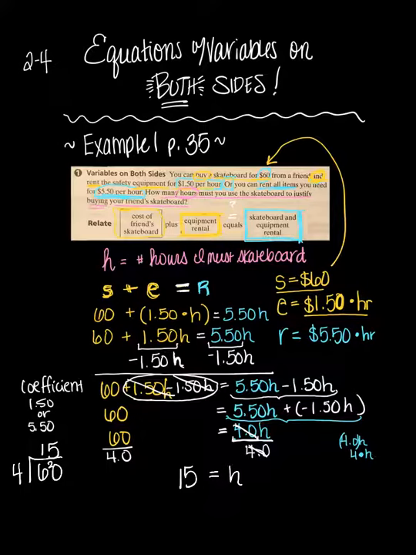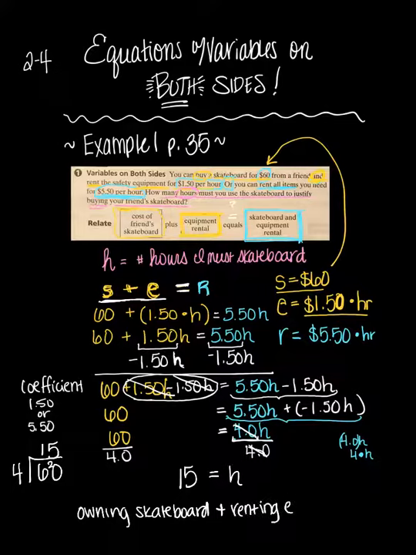Now, what does this 15h mean? Let's come back up and look at my variables and at my word problem. What I'm trying to figure out is at what point does it make sense to buy a skateboard from my friend and rent the equipment. And the time point at which it makes sense to borrow it is when the cost of owning a skateboard and renting the safety equipment ends up equaling the cost of renting everything.